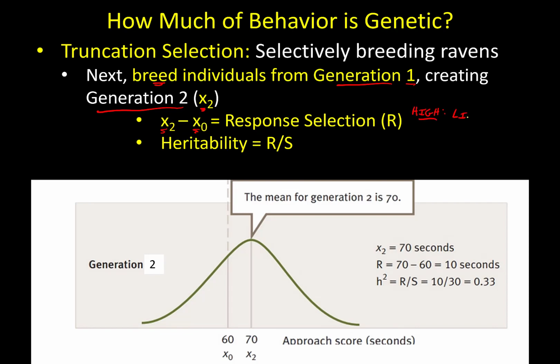means that limiting your genes, let's say limiting your gene pool, had a big effect on your behavior. But if this number is low, that means limiting your gene pool to just those slow-moving ravens had little effect on the behaviors of their offspring.